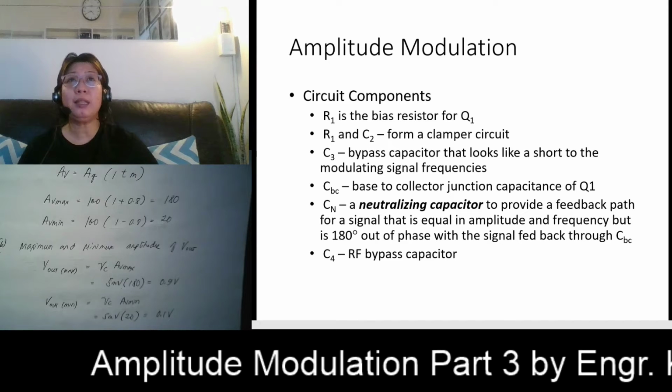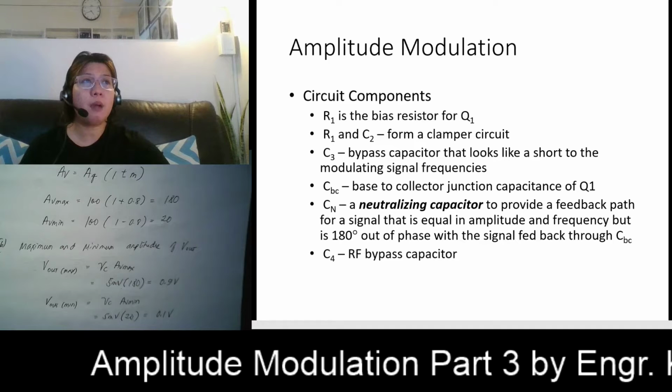Your C3 is a bypass capacitor that looks like a short circuit to the modulating signal frequencies. So C3 prevents the information signal from entering the DC power supply. At RF, it is insignificant. Then we have your CBC, the base to collector junction interelectrode capacitance of our Q1. At RF, it is insignificant because of its relatively small value.